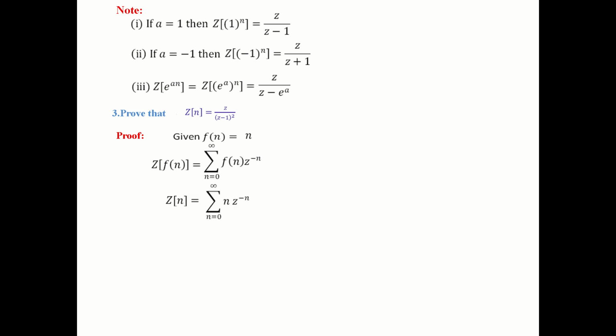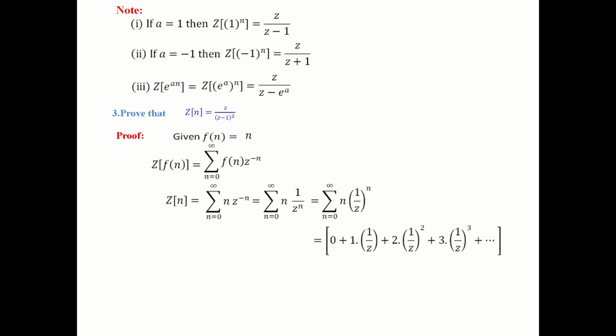So you will get n into 1 by Z power n. Doing the expansion, put n equal to 0, the first term will become 0, the second term 1 into 1 by Z, plus 2 into 1 by Z square, plus 3 into 1 by Z cube. So this can be written as 1 by Z plus 2 into 1 by Z square plus 3 into 1 by Z cube.